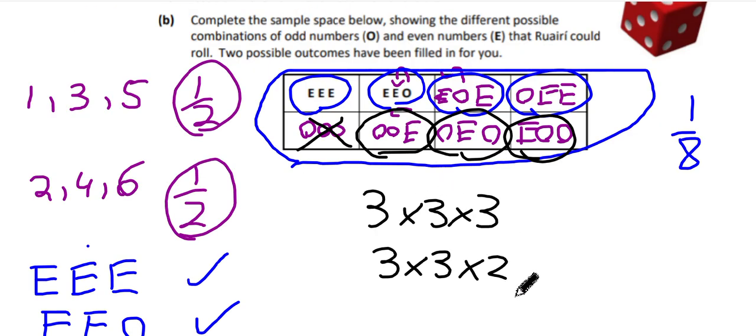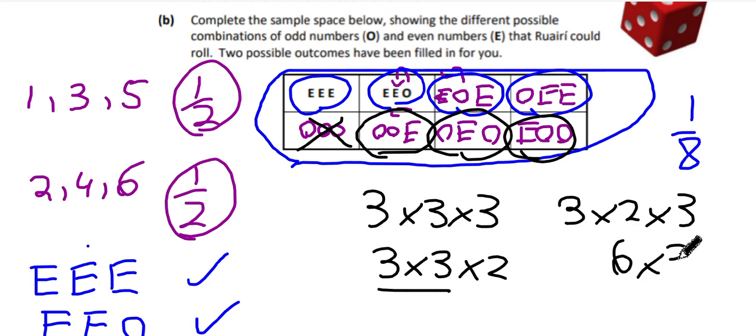Wait, 2 odds by an even. 2 odds by an even is 3 multiplied by 3 is 9. 9 multiplied by 2 is 18, which is even. OEO, same thing. 3 multiplied by 2 multiplied by 3. 3 multiplied by 2 is 6. Multiplied by 3 is 18. Still even. Right. Anything that's circled results in an even amount, whether it's a black circle or a blue circle. 7 out of 8.